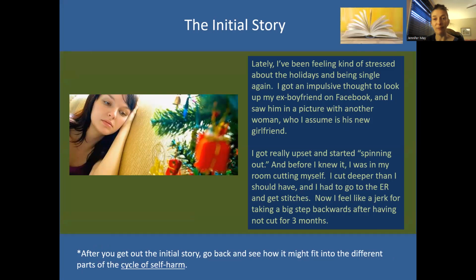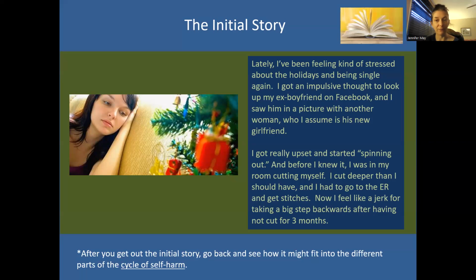So lately, I've been stressed about the holidays and being single again. I got an impulsive thought, look up my ex-boyfriend on Facebook, and I saw him in a picture with another woman who I assume is his new girlfriend.